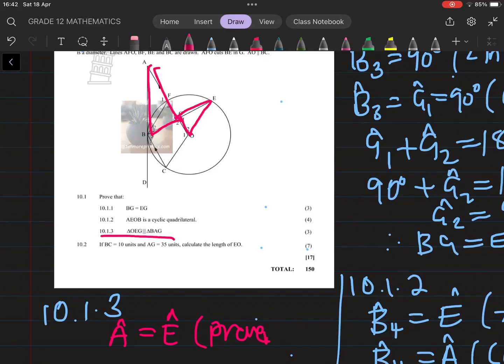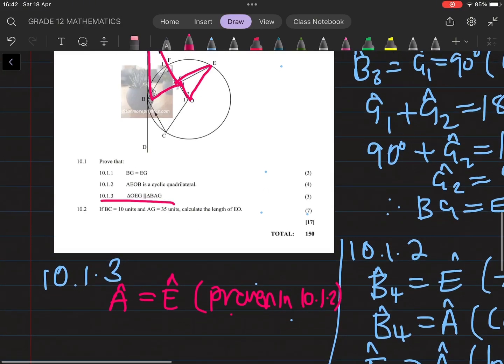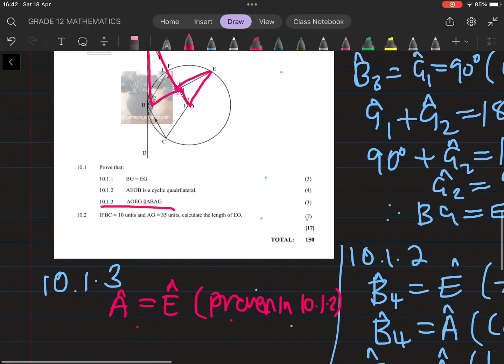It is proven in 10.1.2. And again, let's look at angle G. We have G1 and G3. G1 is equal to G3. Those are vertically opposite angles and they are equal.